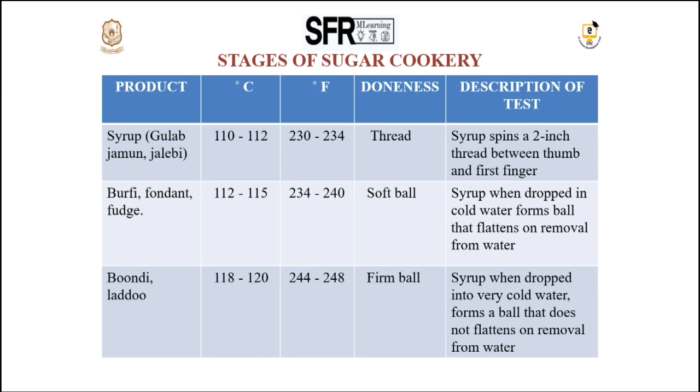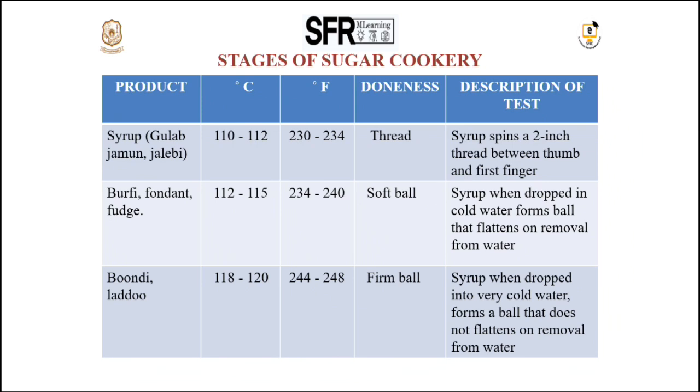The first product is sugar syrup, which is used in gulab jamun and also jalebi. It is at 110 to 112 degrees Celsius and has a thread-like consistency. While preparing the sugar syrup, it forms a thread about 2 inches in length. While taking the syrup between the thumb and the first finger, you get that string consistency. So the syrup consistency is also called thread consistency.